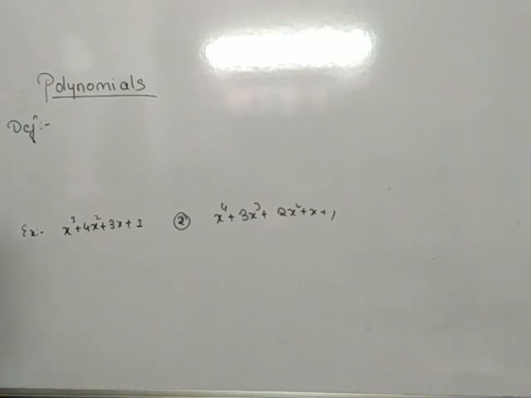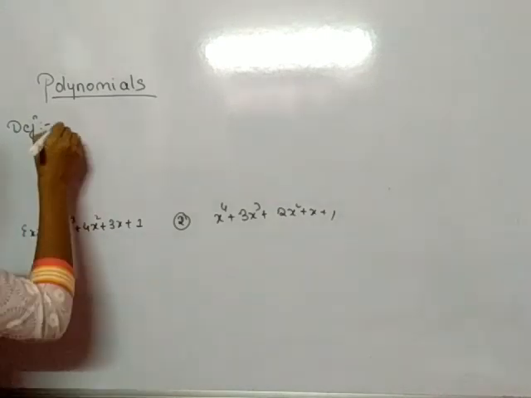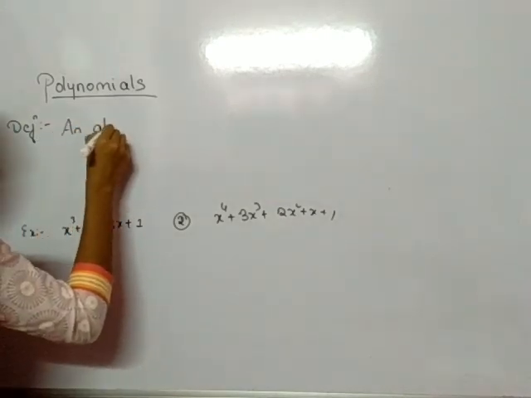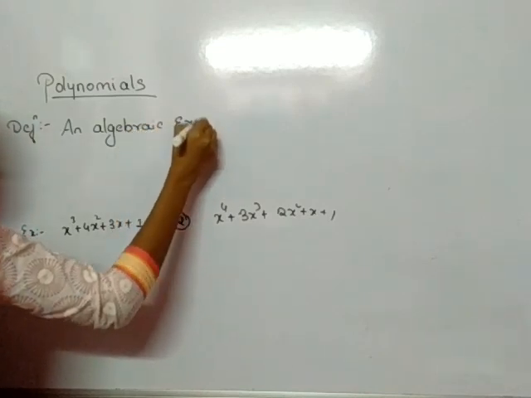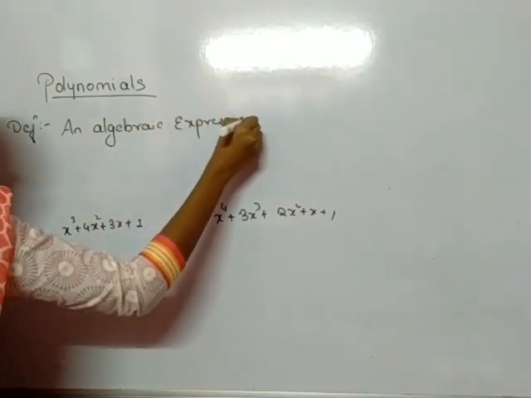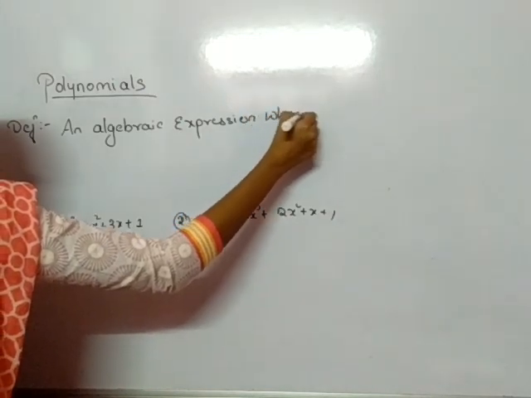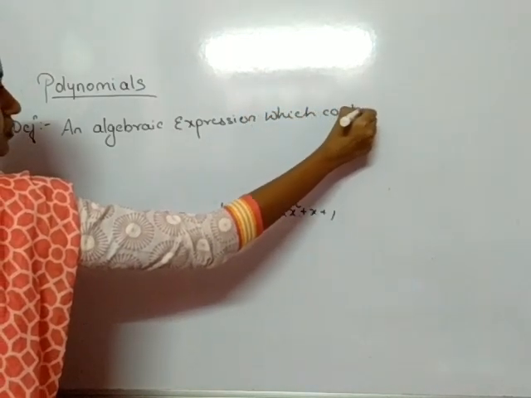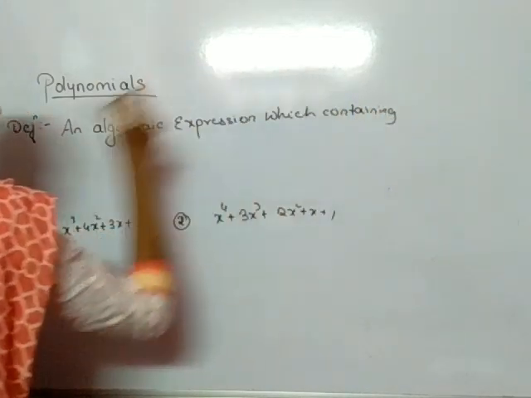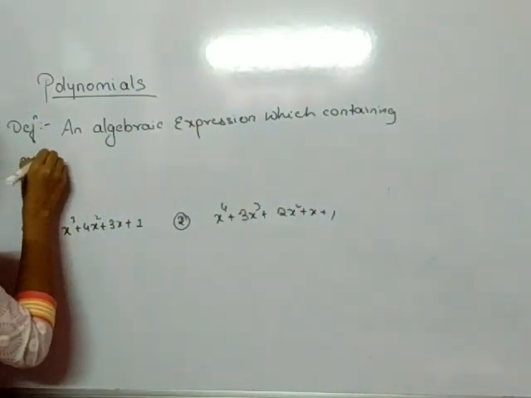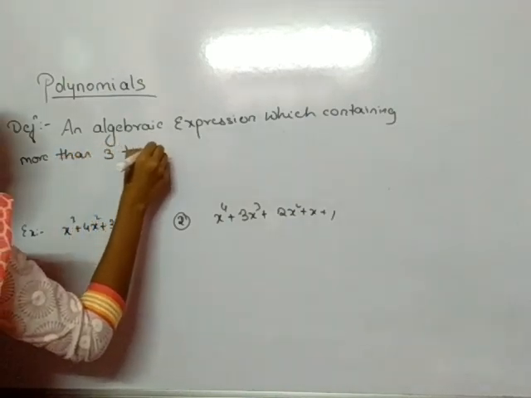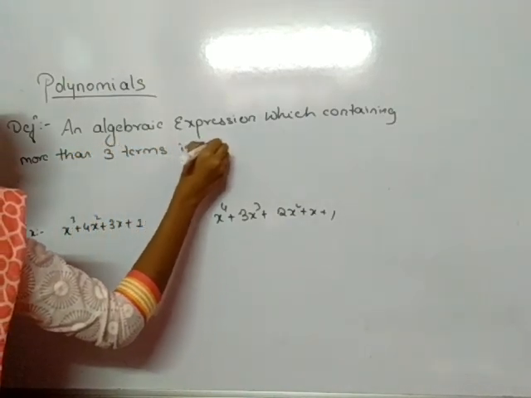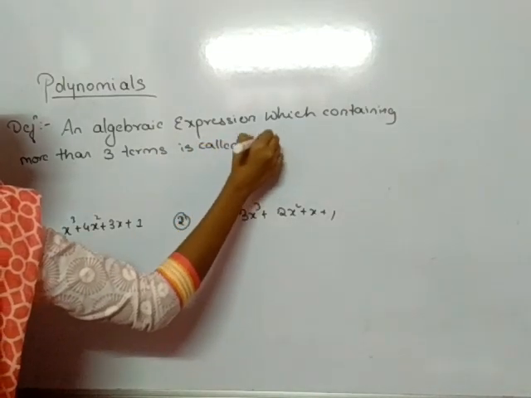Okay, so we'll write the definition for the polynomial. An algebraic expression which contains more than 3 terms is called what? A polynomial.